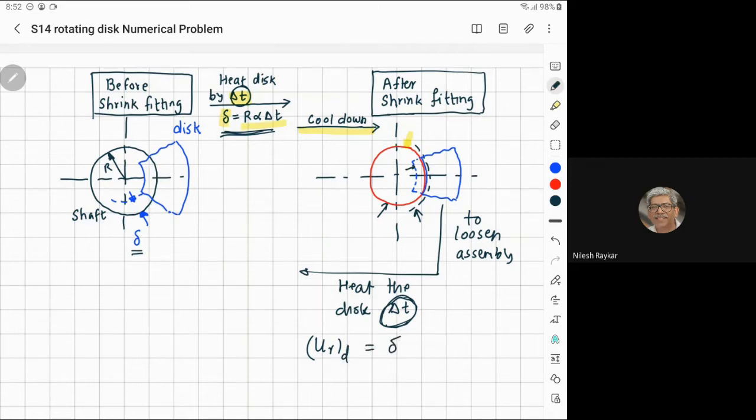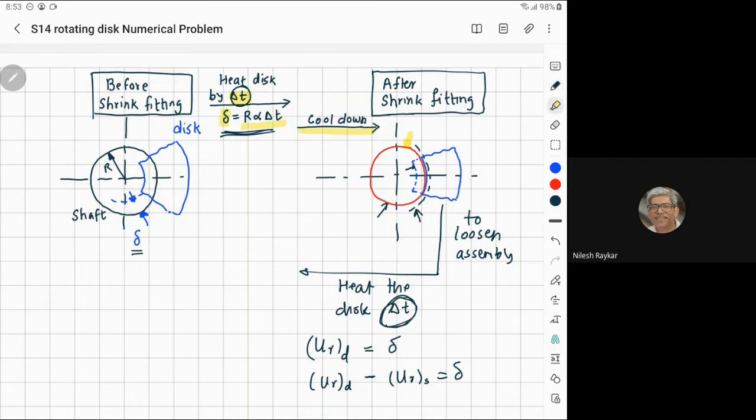Now here we are considering that the shaft we are keeping at room temperature, so there is no displacement of the shaft. But imagine that we are heating both the shaft and the disk. In that case, again, we will have to meet the same condition. Only thing is, since we are heating both of them, the radial displacement of the disk must be higher than the radial displacement of the shaft, and the difference between them, that is the relative displacement of the disk with respect to the shaft, must be equal to delta. Then only the disassembly would be possible.